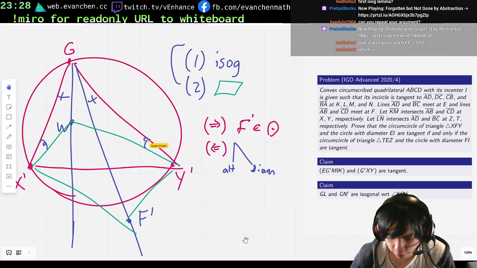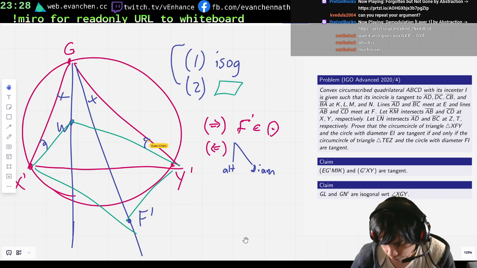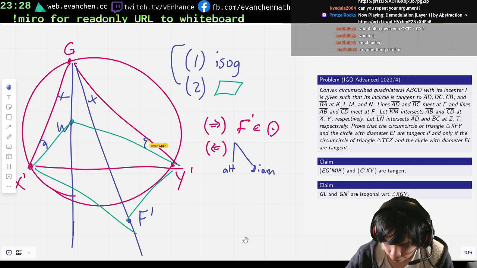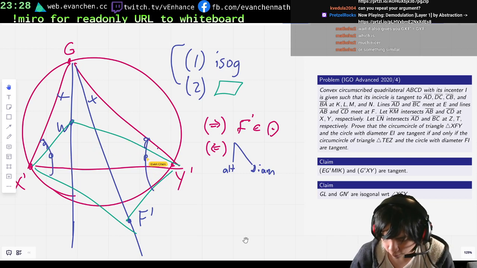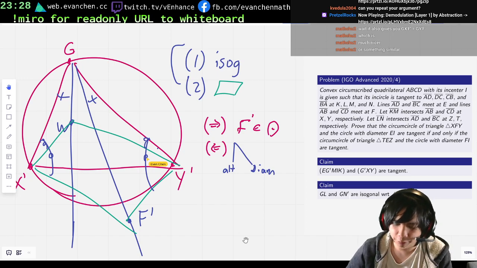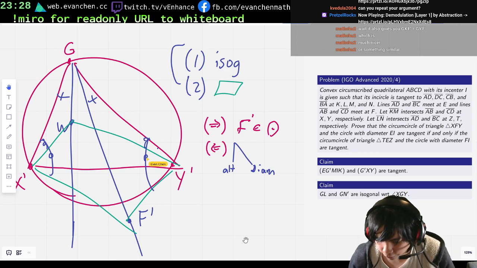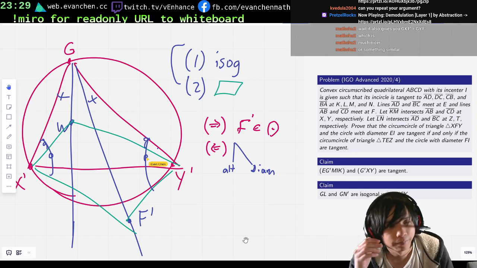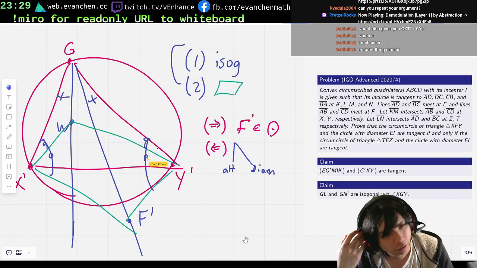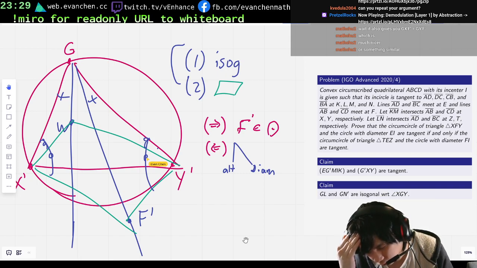G, X prime, F. G, Y prime, G, X prime, F prime. Oh, good point. Yeah, that's much easier to work with. What am I doing? This is equal to that. Is also false. Yeah, false from the isogonal lemma applied the other way. Okay, that's better. So if F prime is on the circle, then they're definitely right angles. And conversely, if I have altitude and diameter, F prime will just go on there. So we're okay. Everything's fine.